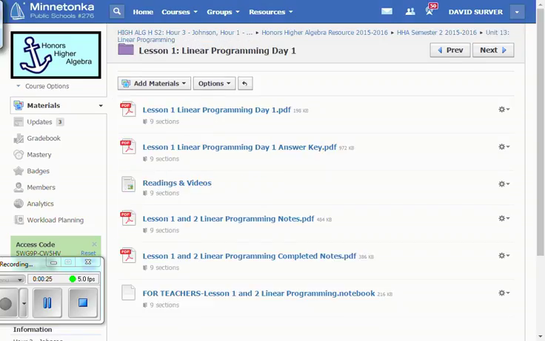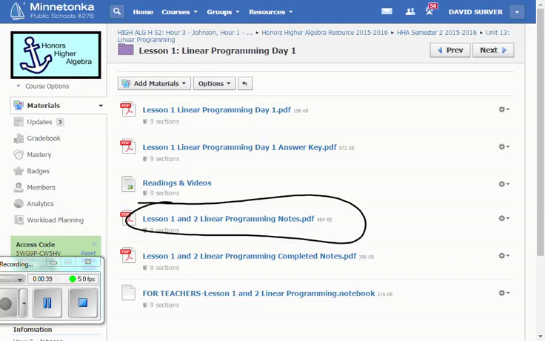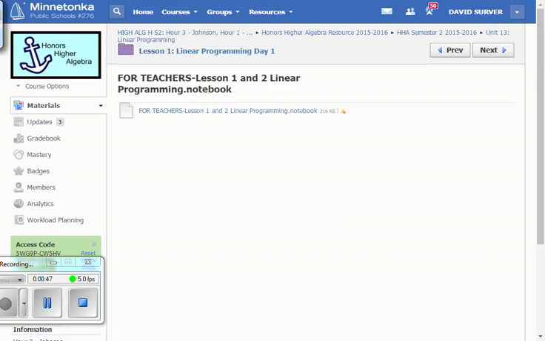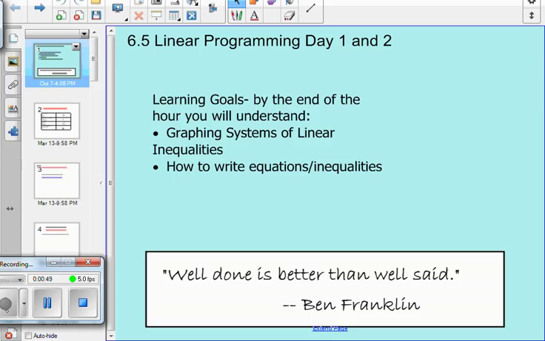And then within this, I'm going to be opening the one for the teacher called .notebook. You're going to be opening up the top, the first one that says notes, which is this one right here. So if you would open that one for lesson 1 and 2, linear programming notes, that would be awesome. I am going to open up the teacher version of that. And I'll pause for a second while I get that open.